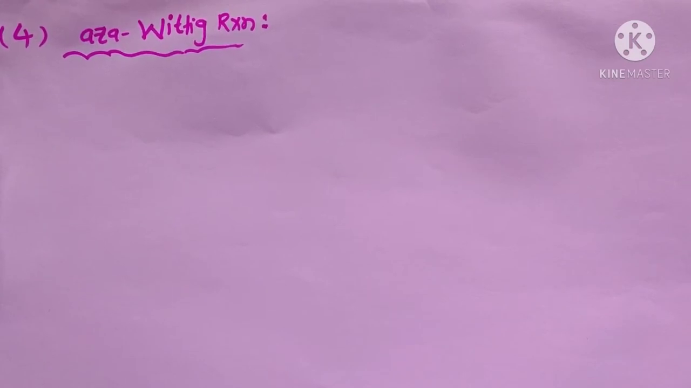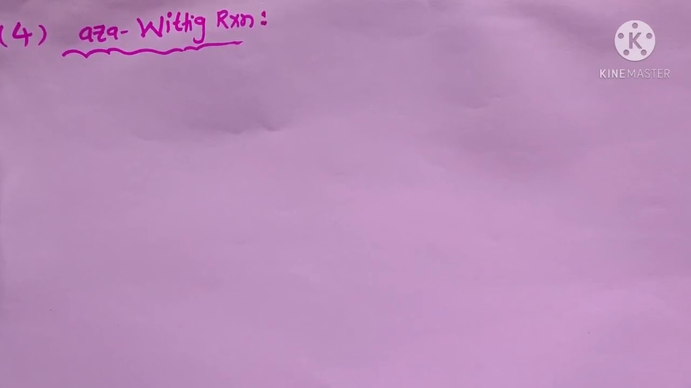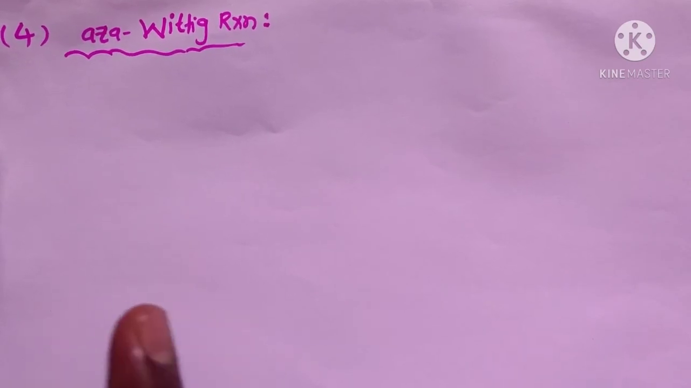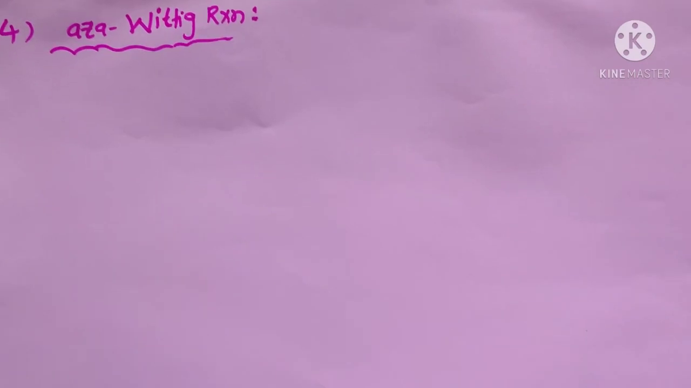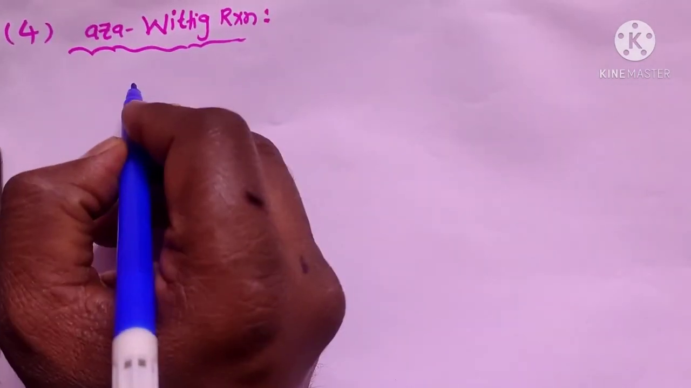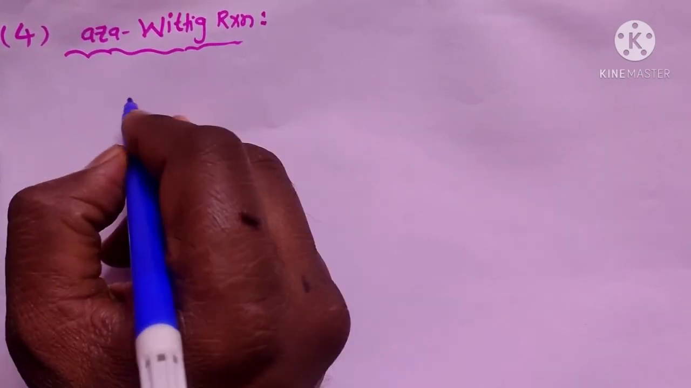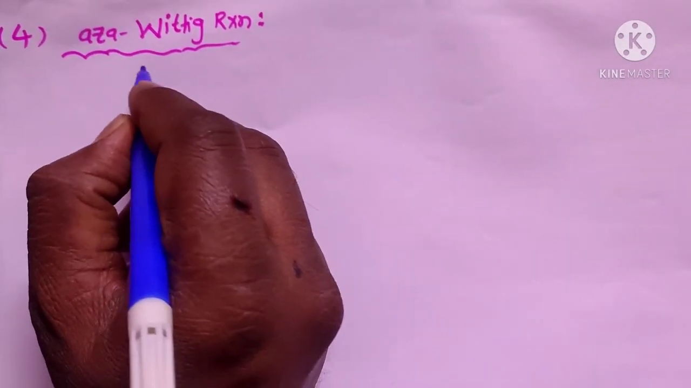Go for the fourth preparation method, that is the Aza-Wittig reaction. We know very well that in Wittig reaction, from carbonyl compounds we get the alkenes, no? So this reaction is very much similar to the Wittig reaction. Here in these reactions we get double bond between carbon and nitrogen, so that's why we call it the Aza-Wittig reaction. So here as a starting material we take the substituted acetophenone. First let us look at this one. Look here.